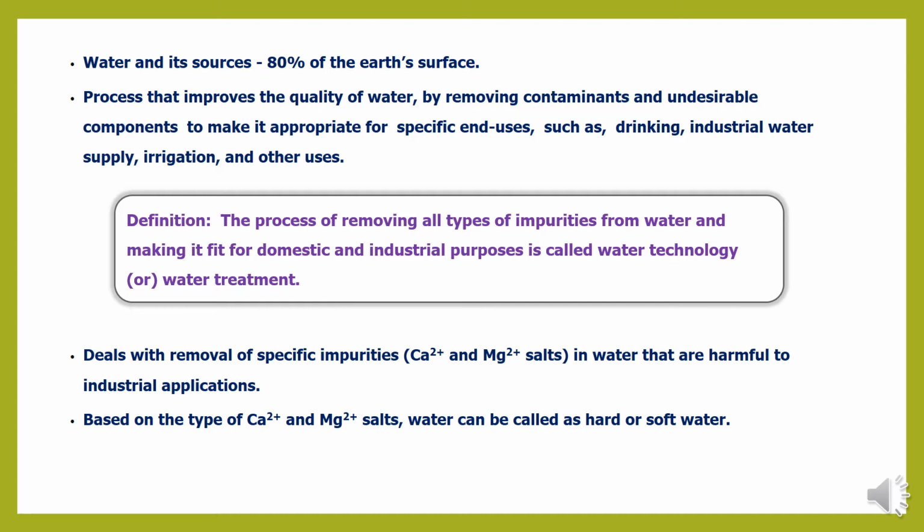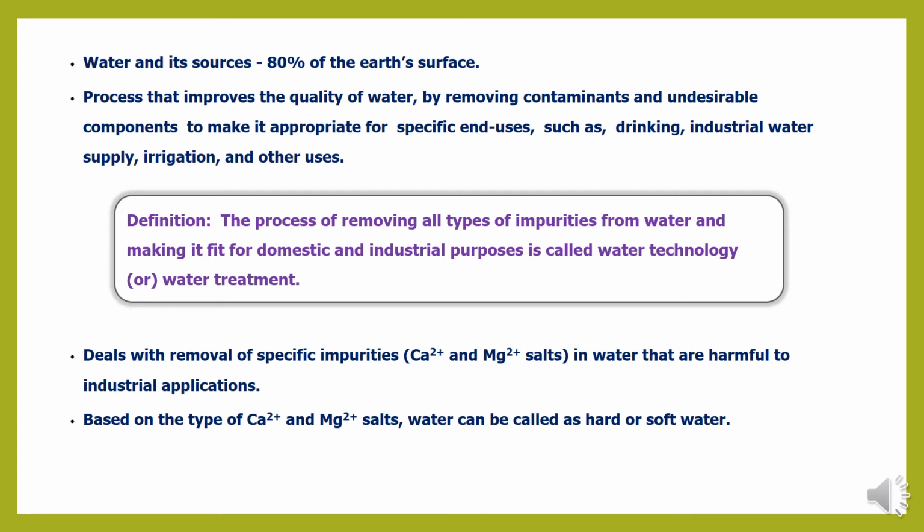Among the above sources, we all know that rainwater is the purest form of water, but it is very difficult to collect rainwater. Seawater is the most impure form, and we use seawater for most of the industrial purposes. It is very important to improve the quality of water that is being used because it contains a lot of contaminants and undesirable components. We can make this water appropriate for a number of specific end uses such as drinking, industrial water supply, irrigation and other uses.